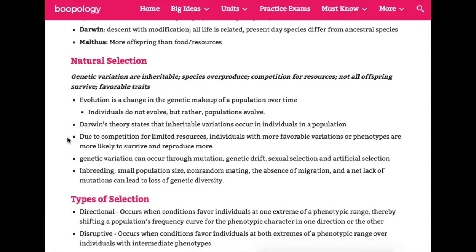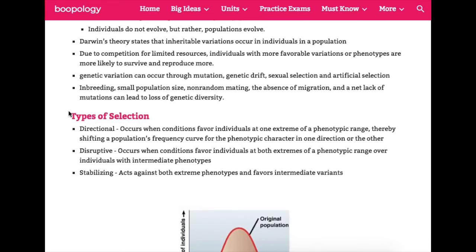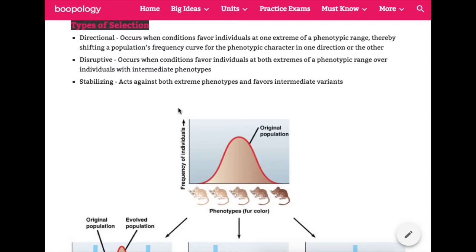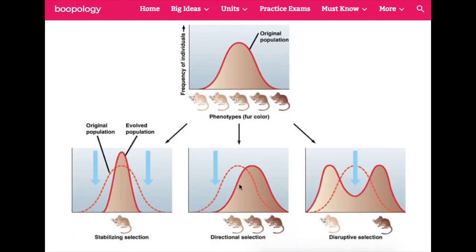And this is due to competition for limited resources, so the individuals with more favorable traits are likely to survive and reproduce. There's 3 types of selection. The first is directional selection, which is when the phenotypic graph will shift to either the right or left. One example will be giraffes with longer necks. More long-necked giraffes will show up in the population due to their ability to reach the food on higher trees.